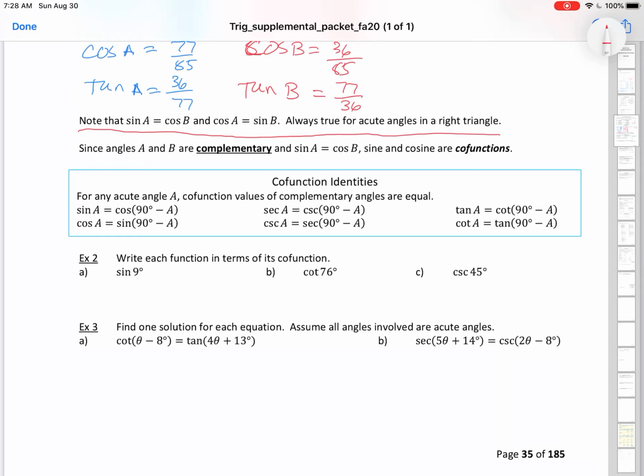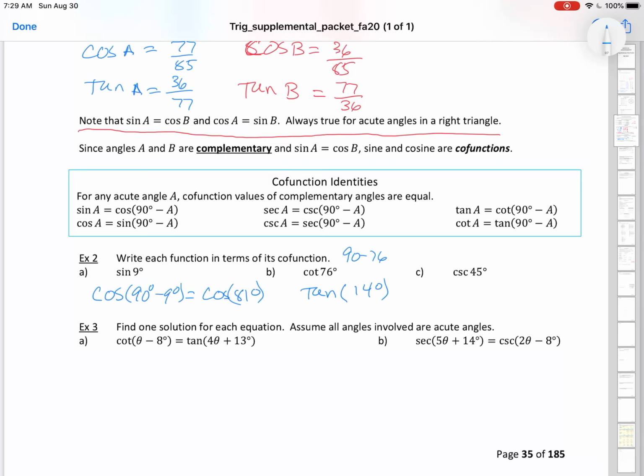Let me go back to blue. Sine of 9 degrees. Its cofunction is cosine, but it's not going to be equal to the cosine of 9 degrees. It's going to be equal to the cosine of 90 degrees minus 9 degrees, or the cosine of 81 degrees. Done. You have written it in terms of its cofunction. How about cotangent? Its cofunction is tangent. 90 degrees minus 76 degrees is going to be 14 degrees. So the cotangent of 76 degrees will be the exact same value as the tangent of 14 degrees.